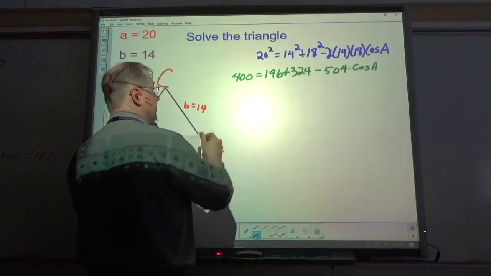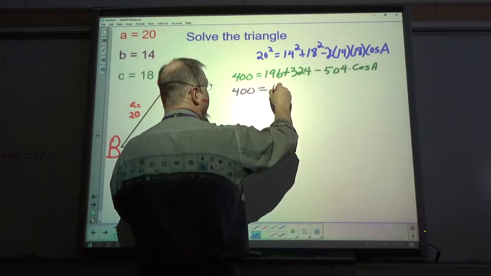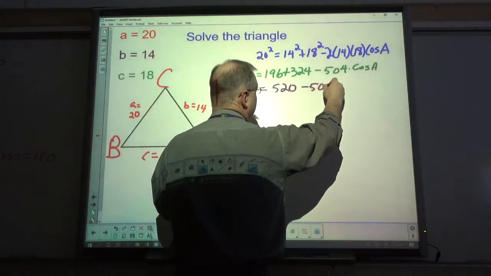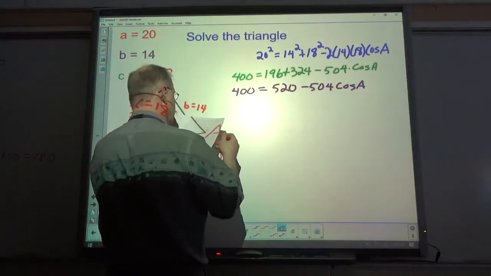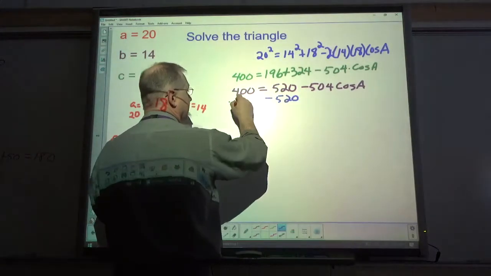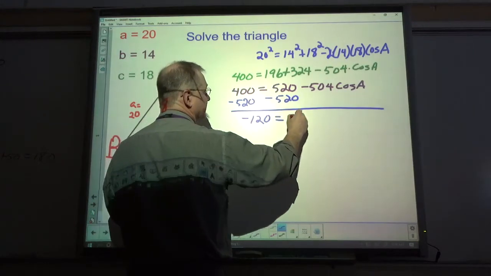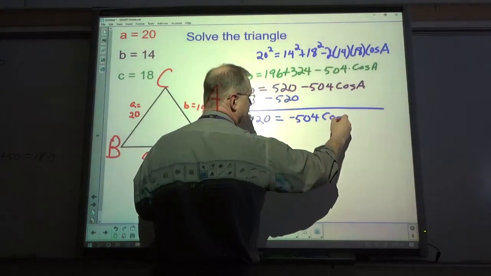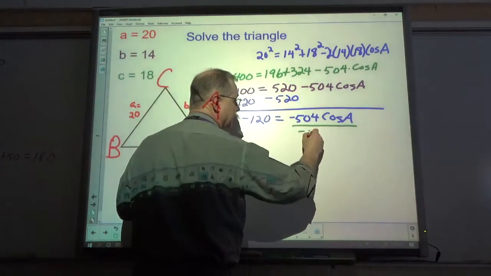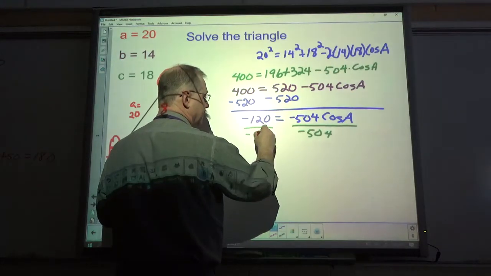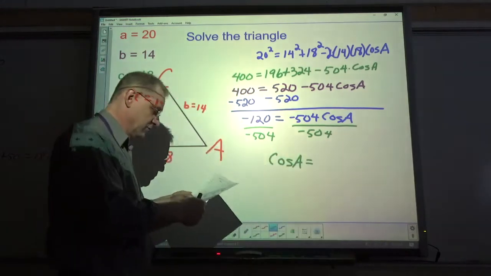Now let's combine like terms. Let's see, 520 minus 504 cosine of A. I'm going to subtract 520. So that gives me negative 120 equals negative 504 cosine of A. Then I'm going to divide by negative 504. I'm going to put cosine of A here so I can write out the decimal.